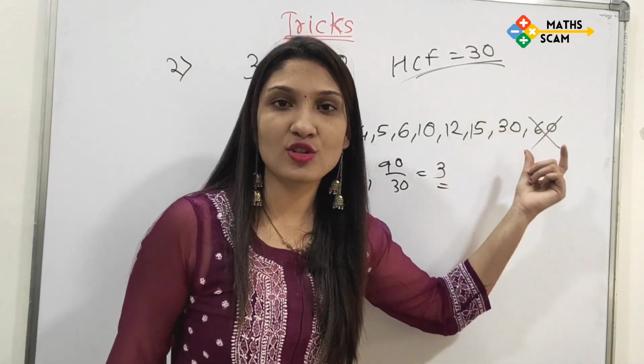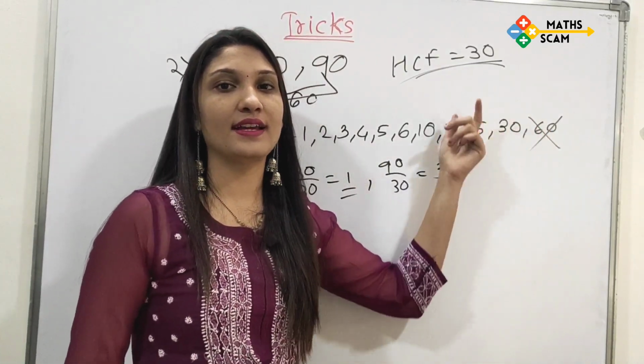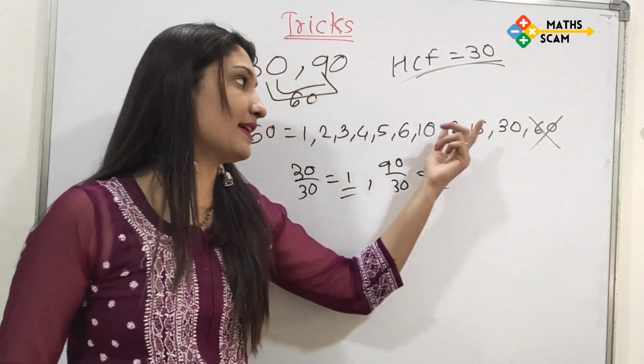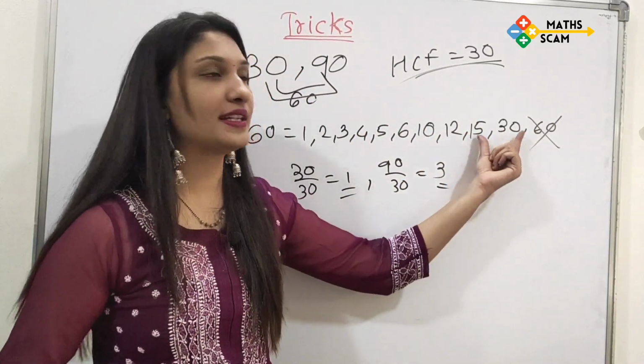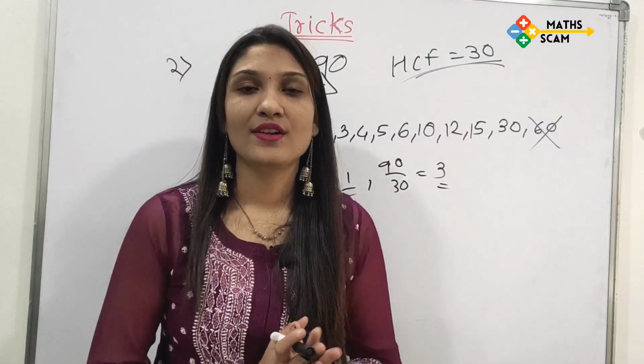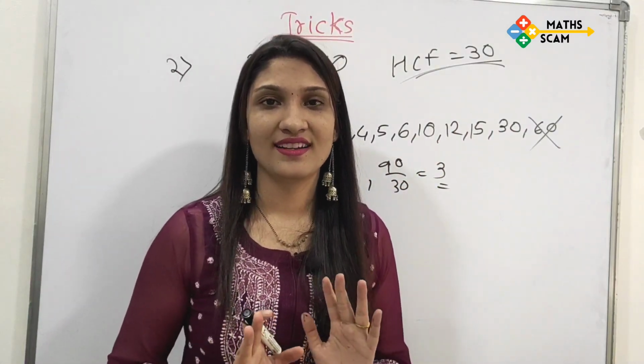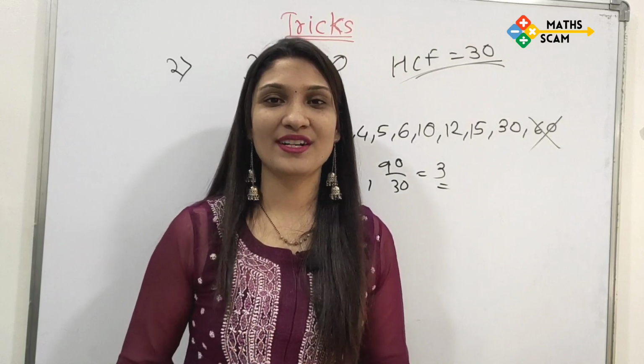If second is also not divisible, then find third. If third is also not divisible, then find fourth. Okay, so it mostly comes between 3 and 4. Okay, so is this an easy method? Yes. We'll see one more trick.